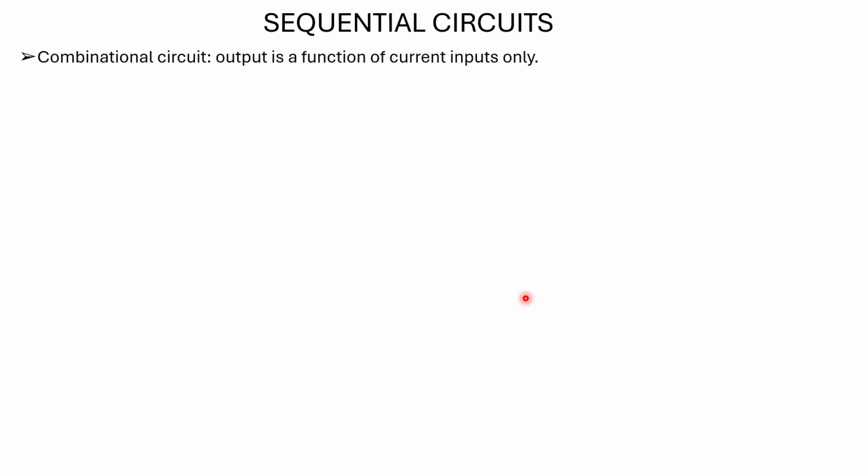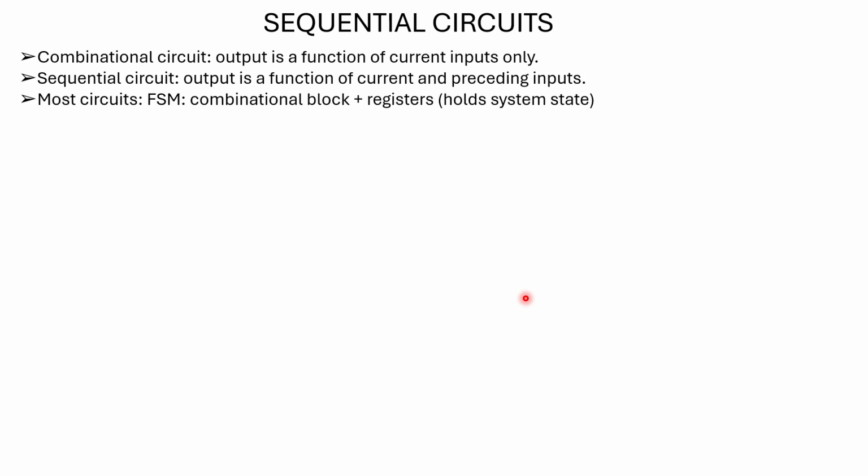So what is a sequential circuit? A combinational circuit is a function of only the current inputs. But in a sequential circuit, the output is a function of the current as well as preceding inputs. That means it needs some kind of state to store the previous output or previous state, so it must have some kind of memory element. Most circuits that you see in real life are FSMs, finite state machines: simply a combinational block plus the registers that hold the system state.